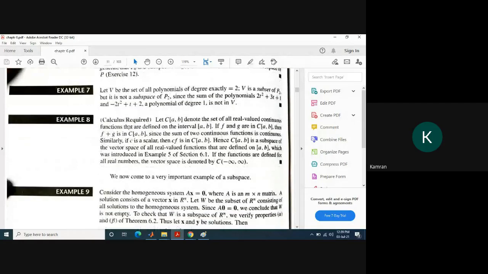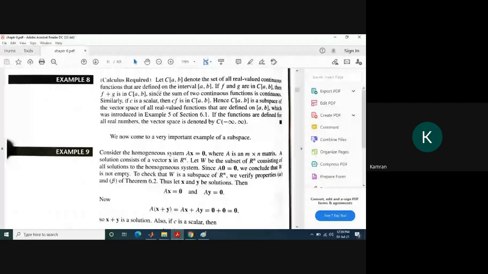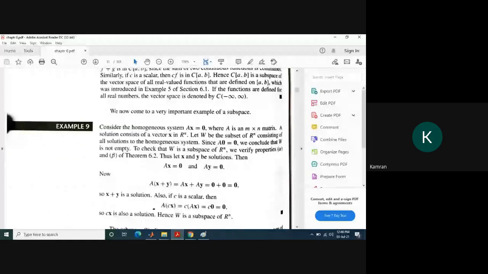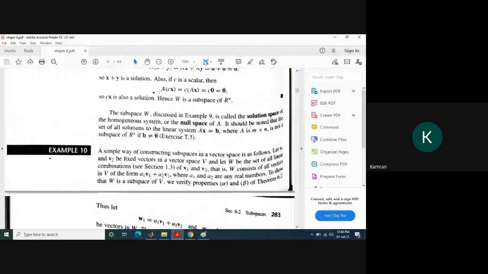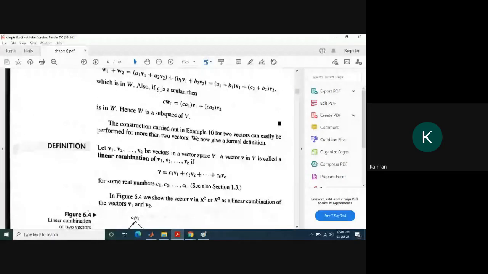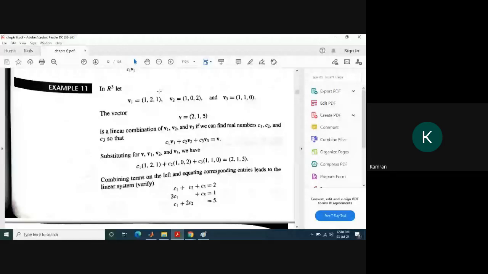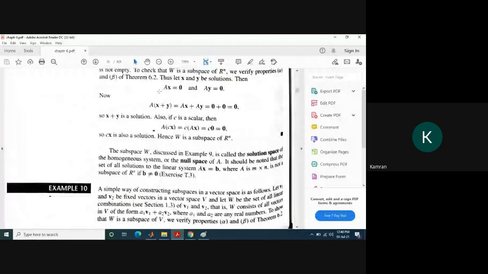Similarly, example number 8, आपको try करे the space of continuous functions, तो वो vector space बनाता है। Next example number 9, और ये 9 तक काफी होगा बस। Example number 9, consider the homogeneous system.